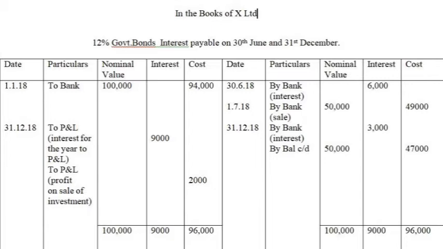Then our last journal entry, we know interest account debtor, 12% government securities account debtor to profit and loss account. We post this entry in the debit side of our investment account, 31st December 2018 to profit and loss account. On interest column 9,000, then on cost column 2,000.